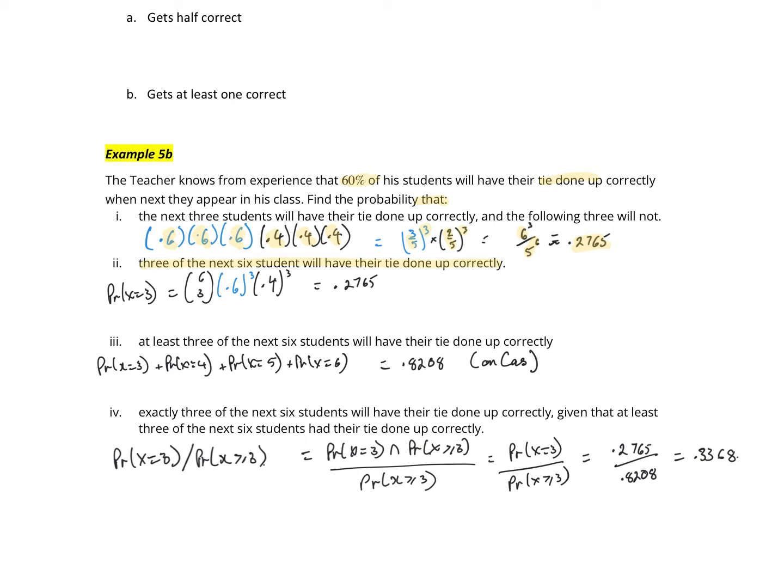All right. If, however, 3 of the next 6 students will have their ties done up correctly, that can be in any order. So again, we've still got our 0.6 to the 3 and our 0.4 to the 3 because there's going to be 3 students with their tie correct. But the 6C3 out the front is the combinations, the number of ways we can get 3 students to have their tie done up correctly. All right, and that's that significant part of the binomial expression, isn't it?